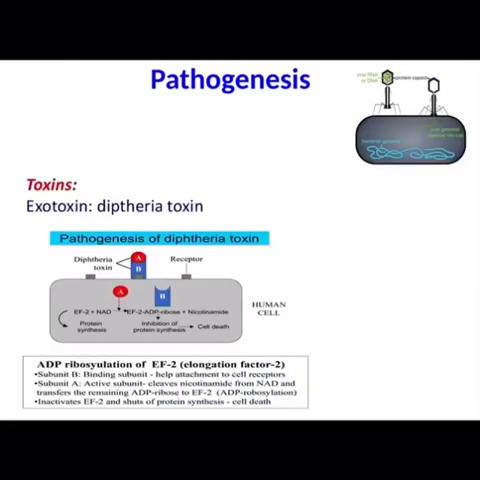Pathogenesis of Corynebacterium diphtheriae. So there are 2 types of strains, toxigenic and non-toxigenic strain. Please remember, this non-toxigenic strain is not lysogenized. It will not produce diphtheria toxin and hence it is not pathogenic. Whereas this toxigenic strain, it is lysogenized, it will produce diphtheria toxin and hence it is pathogenic. So we'll talk about this toxigenic strain.